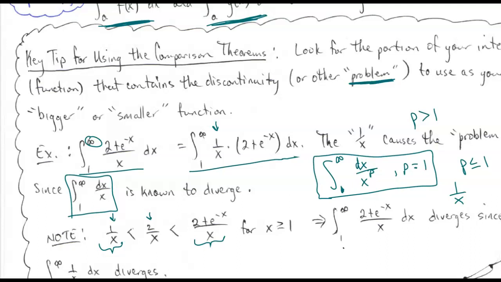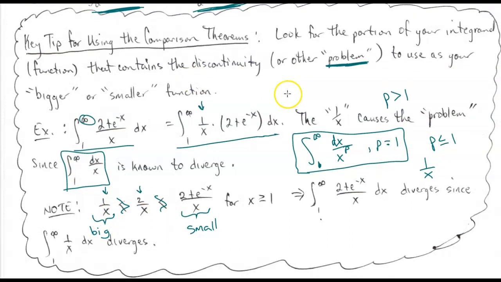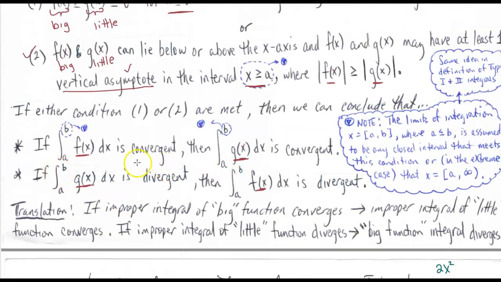We will have a situation here where this 1 over x, which was the smaller function, is now the big function. And this (2 plus e raised to the negative x) all over x, which was the big function, is now the smaller function. So it's going to have a relationship like this. In this case, because the big function diverges, we don't have that situation here for the direct comparison theorem.